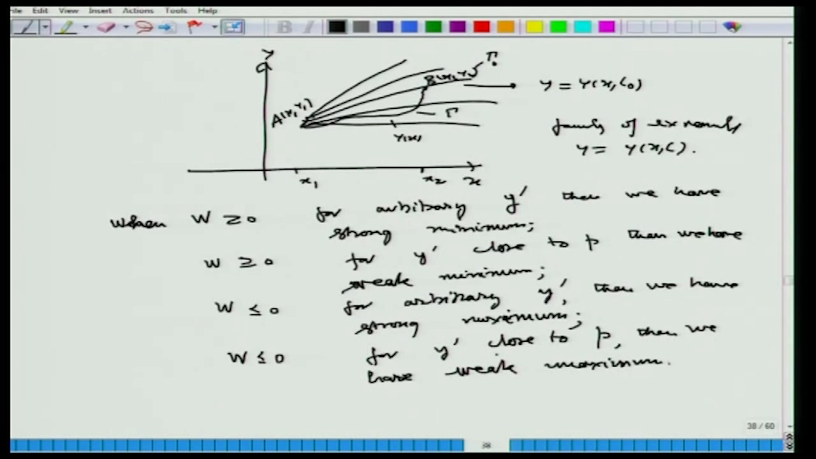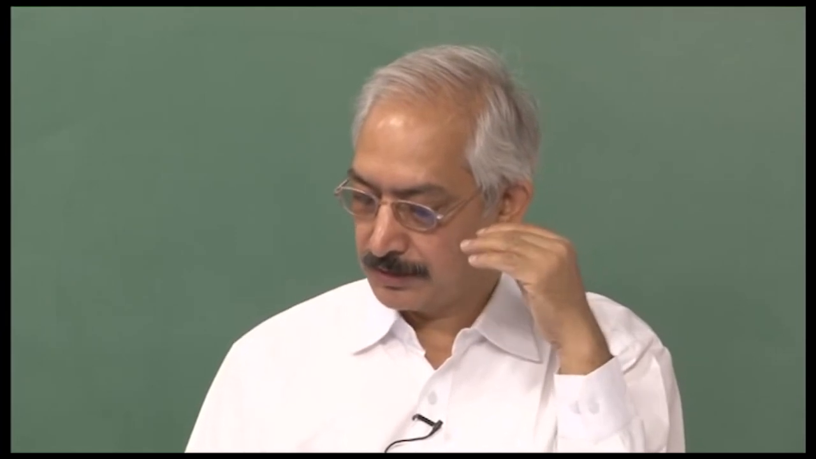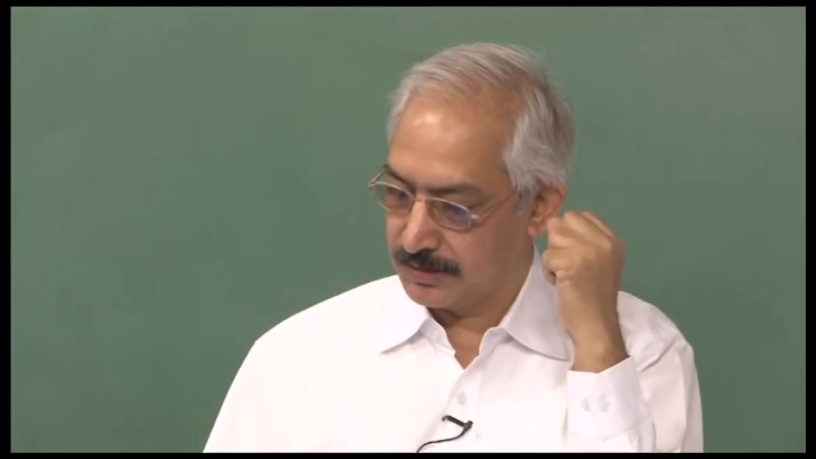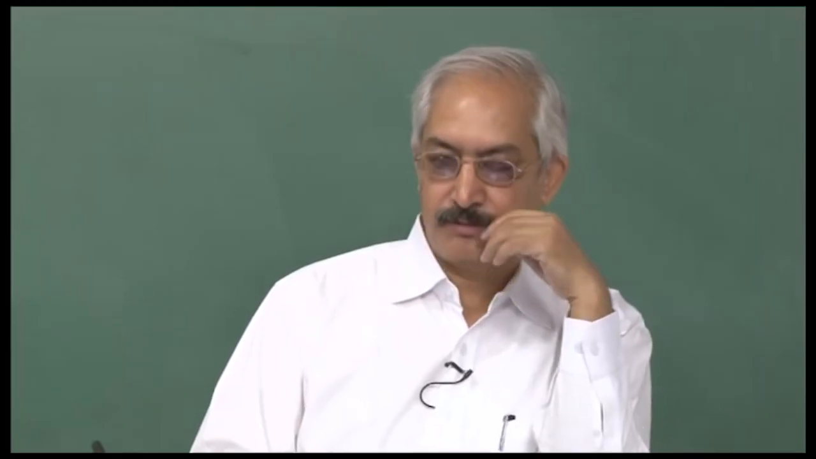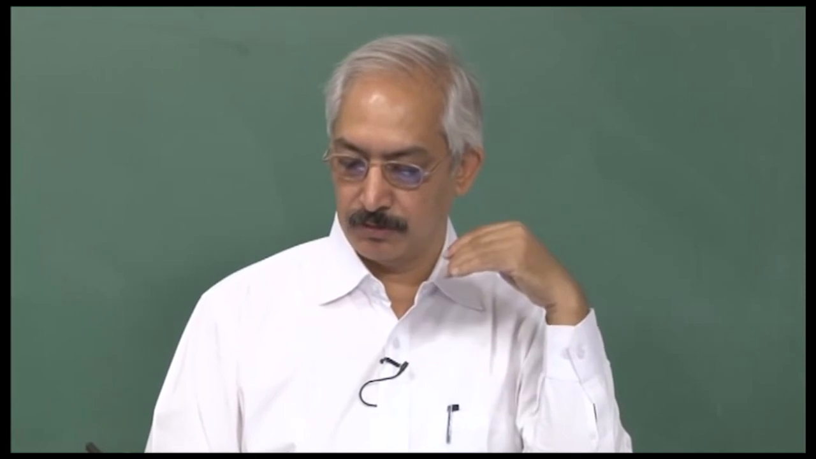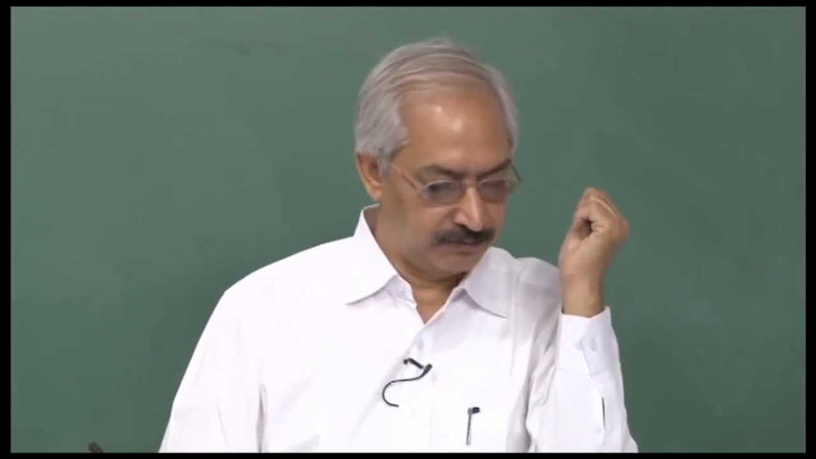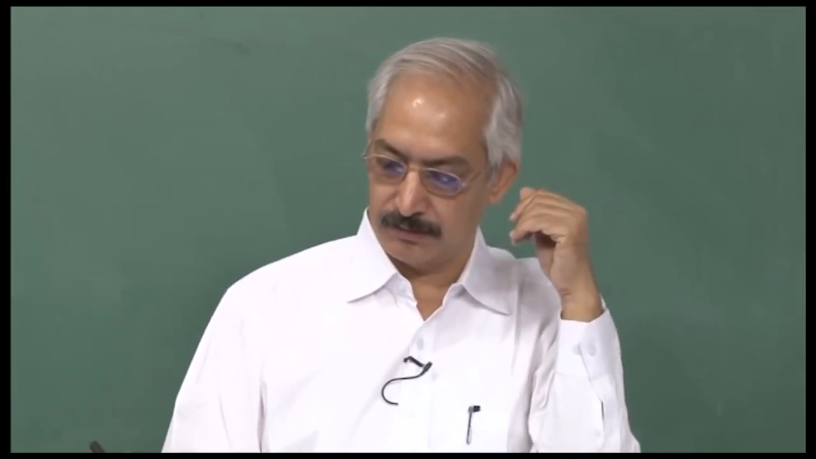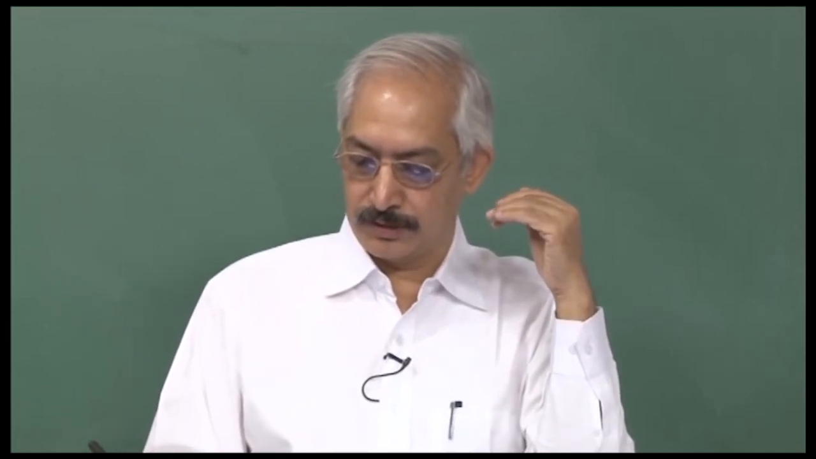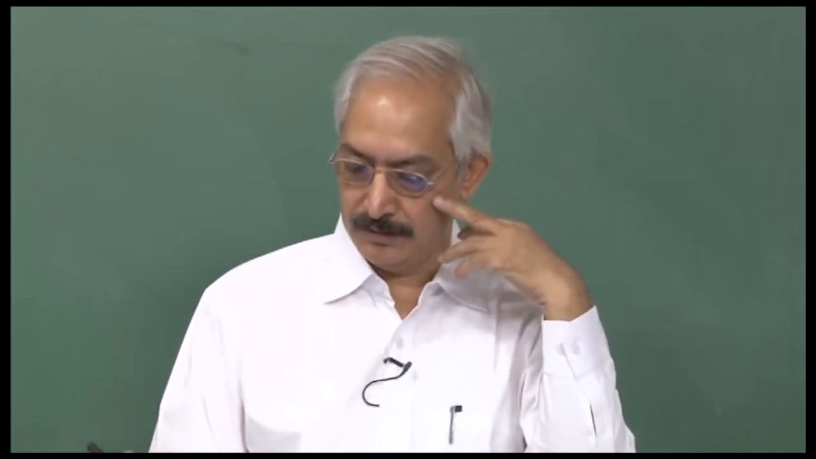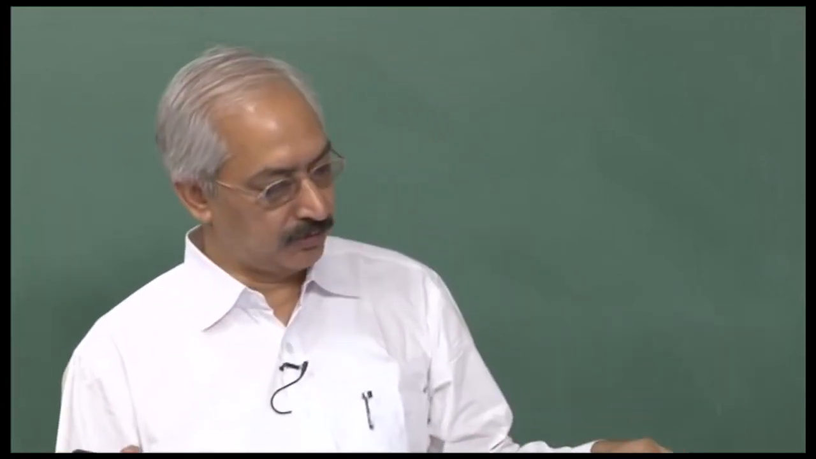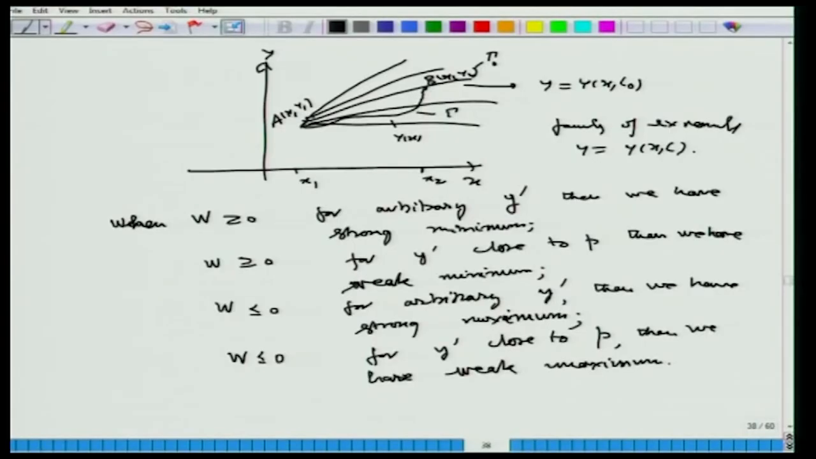If we consider y prime close to P, that means we are considering this in the first order proximity. If y prime is arbitrary, then we are considering the 0 order proximity. So, as defined earlier, in case y prime is arbitrary, we get a strong minimum or maximum depending upon the sign of W, and in case y prime is assumed to be close to P, then we get a weak minimum or maximum depending upon the sign of W.